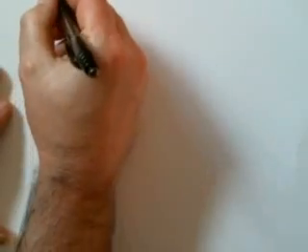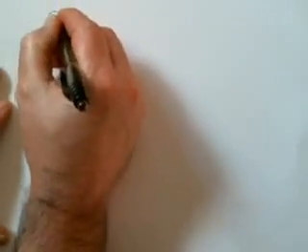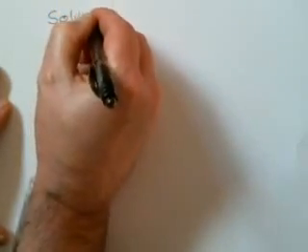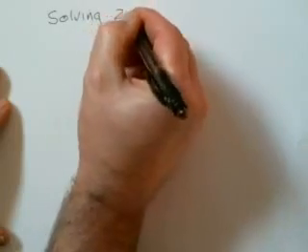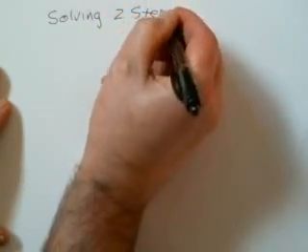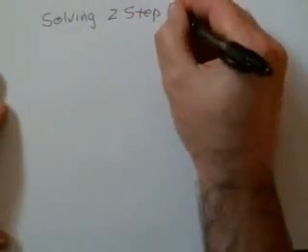Okay, this is on section 7.1 of the pre-algebra book. It's about solving two-step equations. So we've solved simple equations before, but now what we're going to do is, again, this is about solving two-step equations.